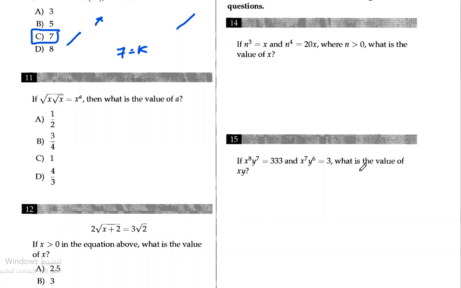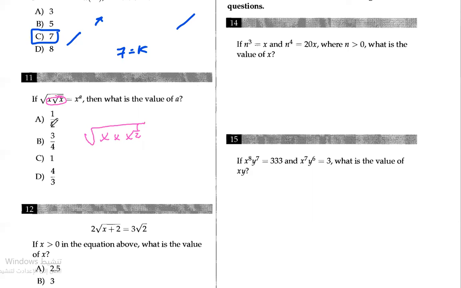Okay. If the square root of x times the square root of x equals x to the power a, then what is the value of a? So we're first going to take the square root of the inside part, which is the square root of x multiplied by x to the power 1/2.